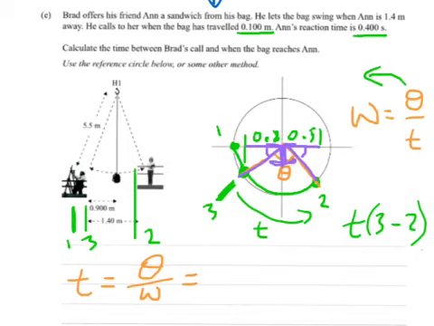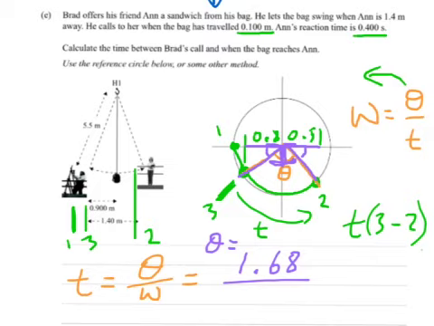So once we have that angle, let's see if the answer is provided. No, it doesn't. Oh, yes, it does. It works out to be 1.68 radians. So theta equals 1.68 radians.